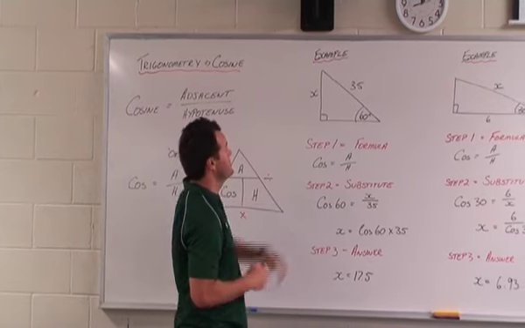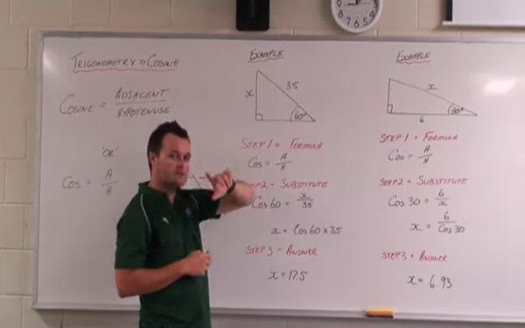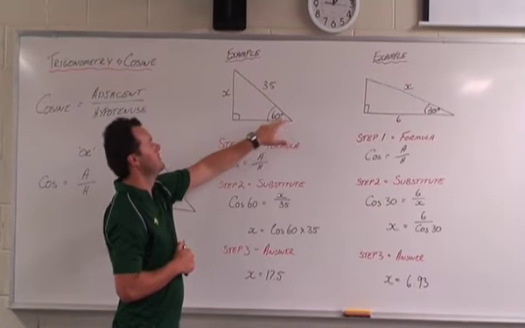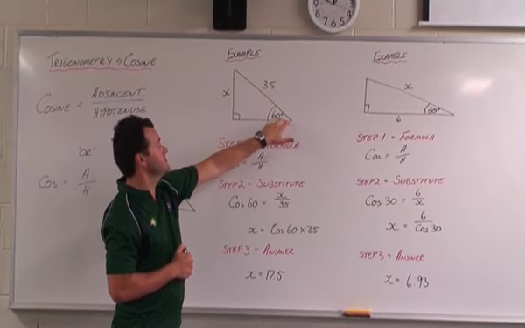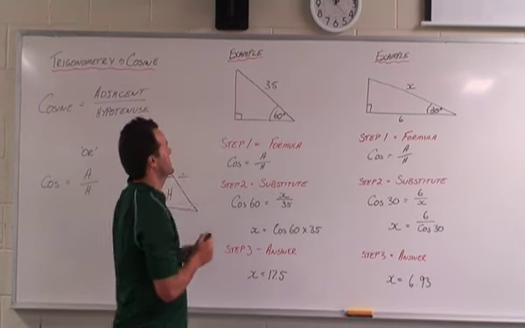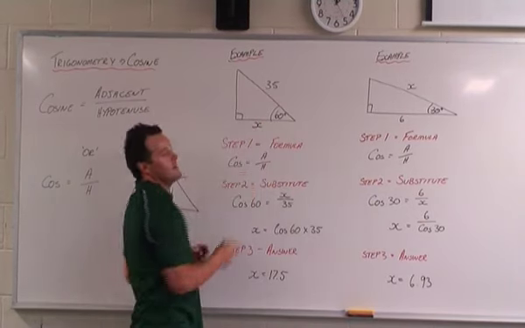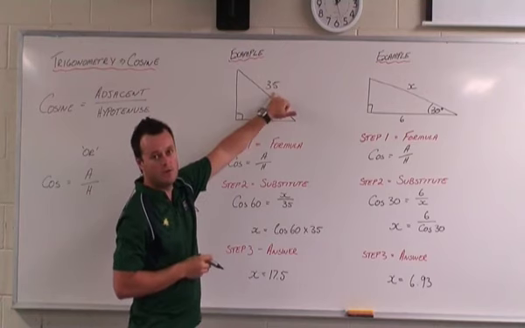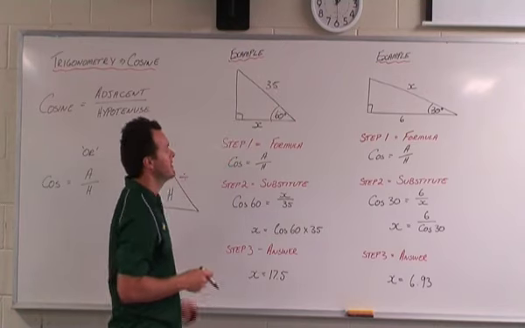Okay, let's look at some examples. Right angle triangle, first thing, always look at the angle. We start with our 60 degrees. What are we given? We're given an opposite there, so we've got to change that to make sure that comes down here. And we're given a hypotenuse, which is worth 35.